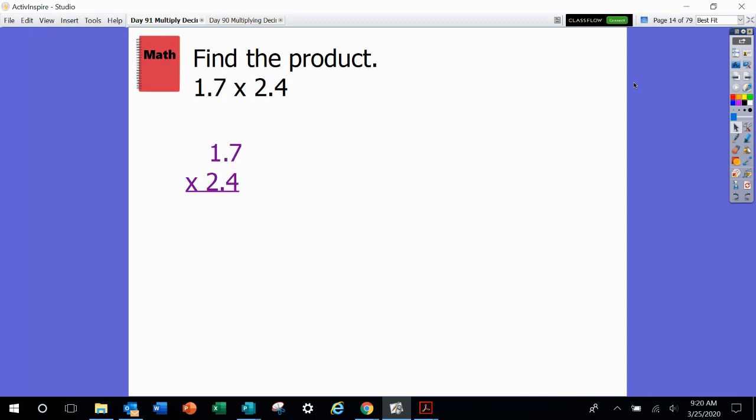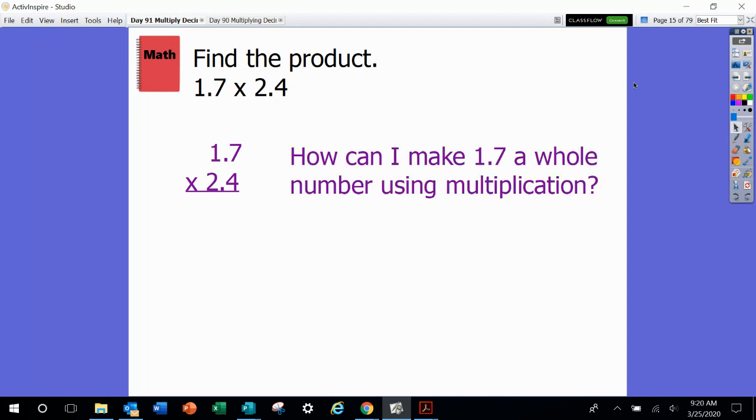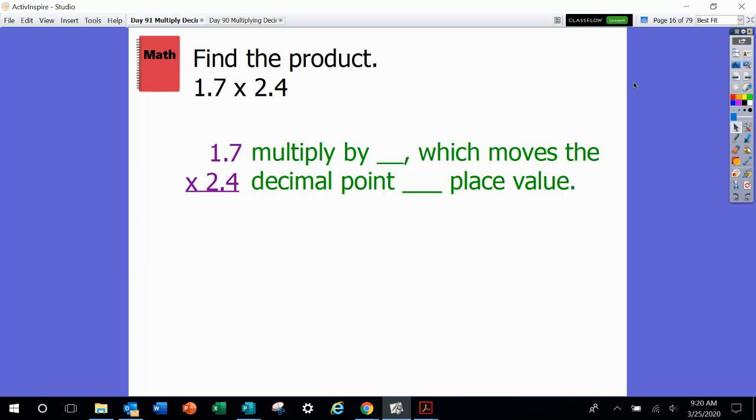I'm choosing to put it this way. Typically, the number with the bigger value goes on top, but it's really up to you. To me, it's just the digits. Okay, so let's look. How can I make 1 7/10 a whole number using multiplication? Well, this is from the recent lessons that we've done. I can make it a whole number if I multiply by 10.